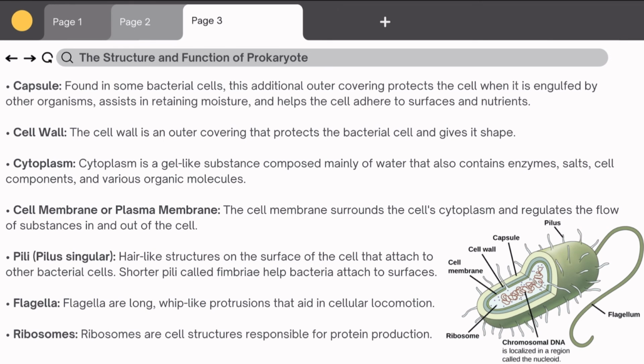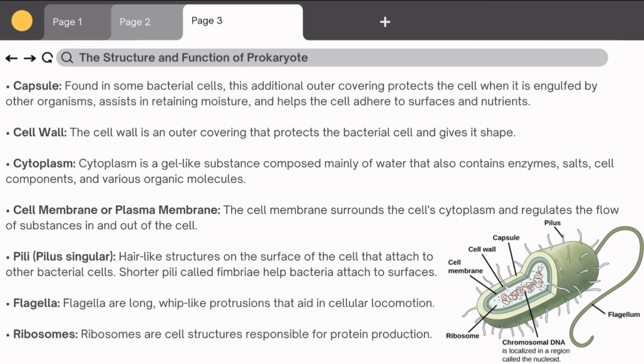And then there is pili, or pilus singular, hair-like structures on the surface of the cell that attach to other bacterial cells. Shorter pili, called fimbriae, help bacteria attach to surfaces. And then there is flagella. Flagella are long, whip-like protrusions that aid in cellular locomotion.